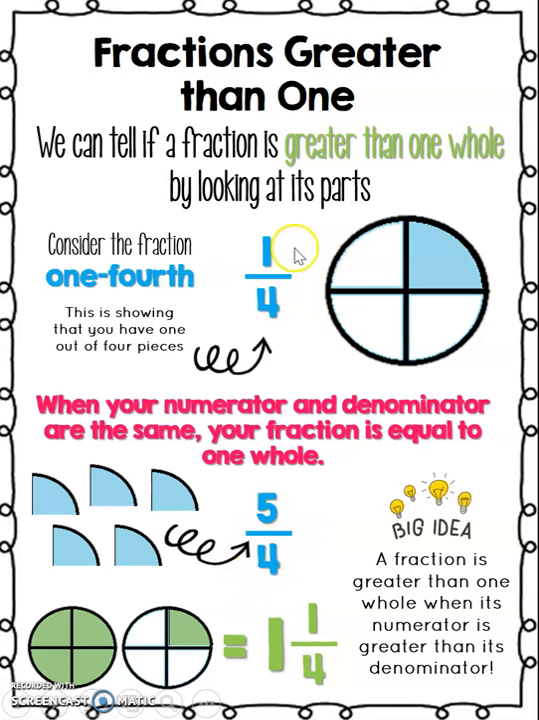So again, to recap, when your numerator is less than your denominator, that means your fraction is less than 1. We often call this a proper fraction. When your numerator and your denominator are the same, that means your fraction is equal to 1 whole. When your denominator is 1, that means your fraction is equal to the numerator. And finally, when your numerator is greater than your denominator, that means your fraction is greater than 1 and could be written as a mixed number.